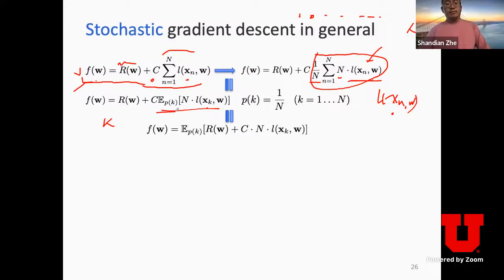So by doing this very simple rearrangement, you can write your total loss as R of w, the regularization term, plus C times the expectation of some random variable. The probability that this random variable k takes any value from 1 through N is just 1 over N. It's actually a uniform distribution.